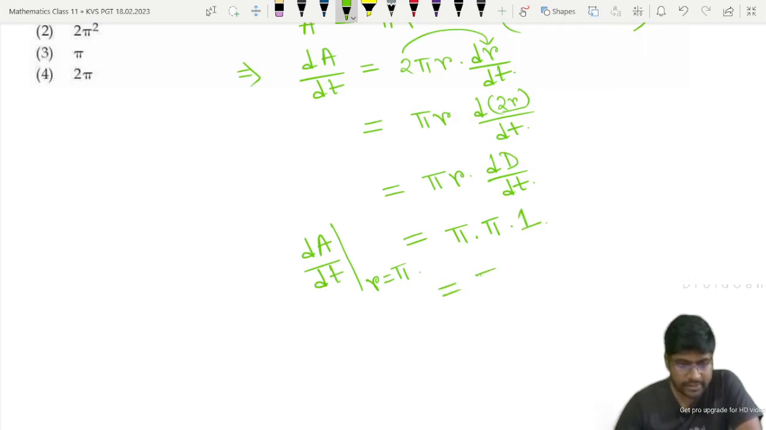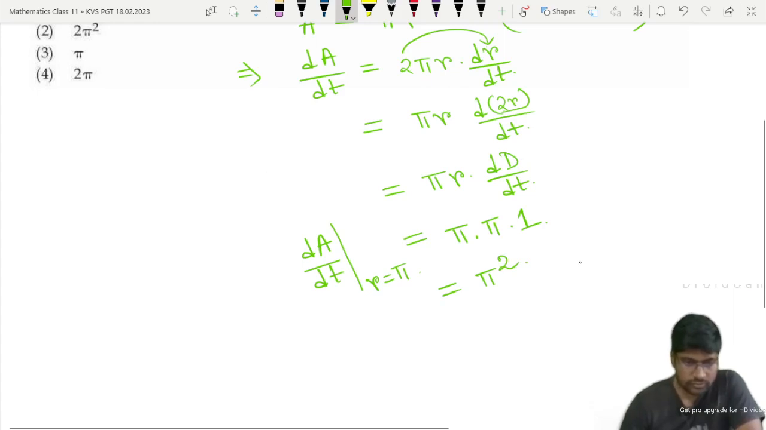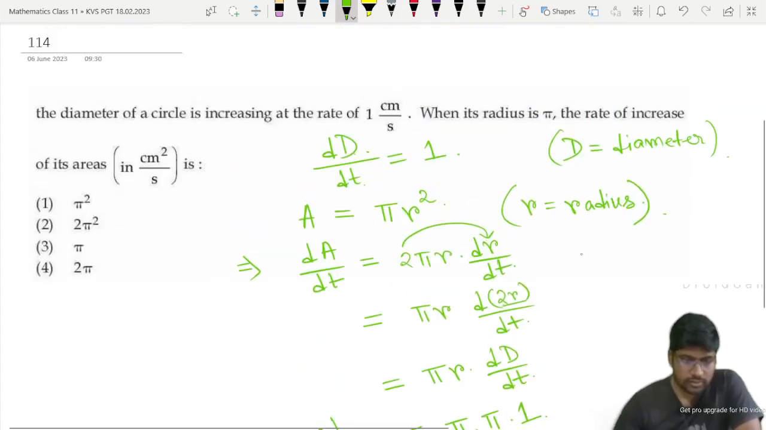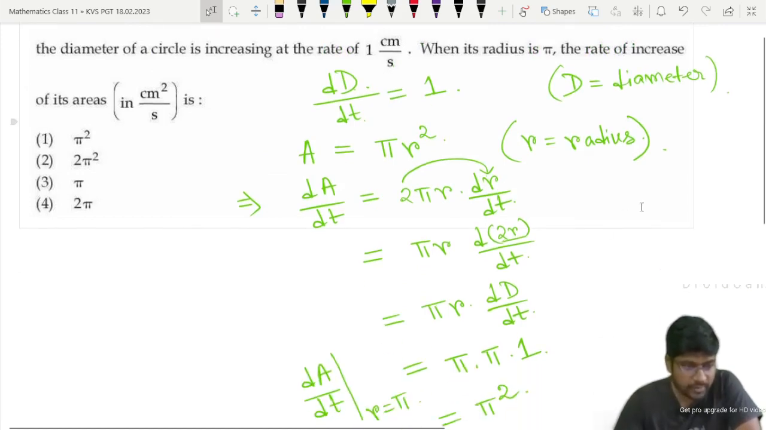So this will become pi square. So this is our answer: dA/dt is equal to pi square centimeter square per second. The rate of increase of its area will be pi square. So which option? Can you see the option? Option 1 is the correct answer.